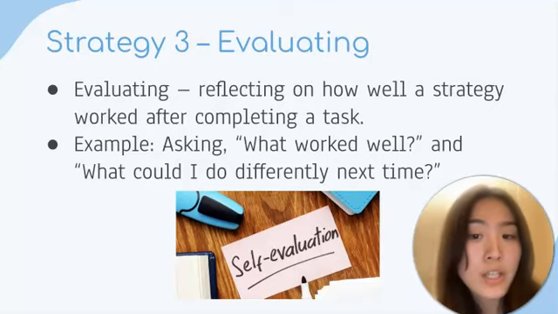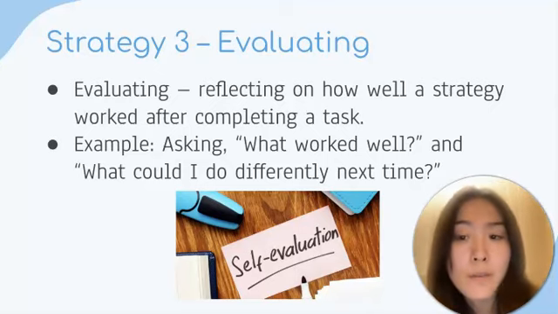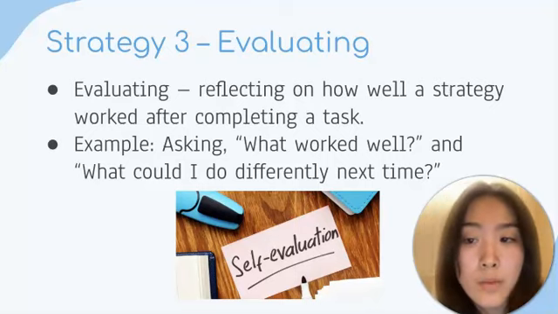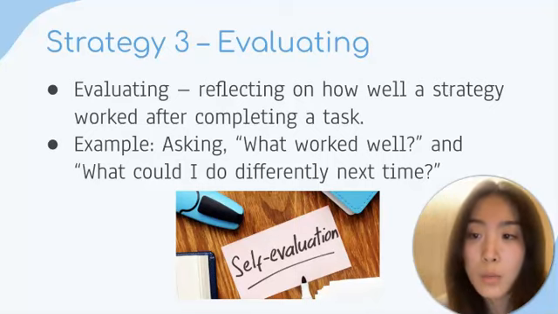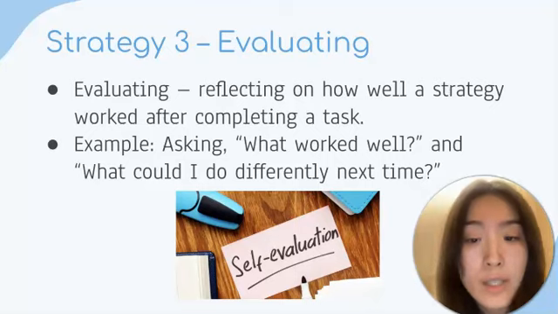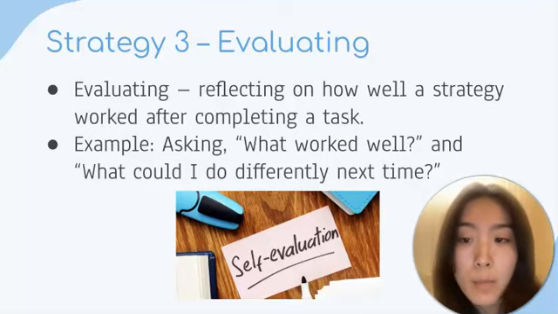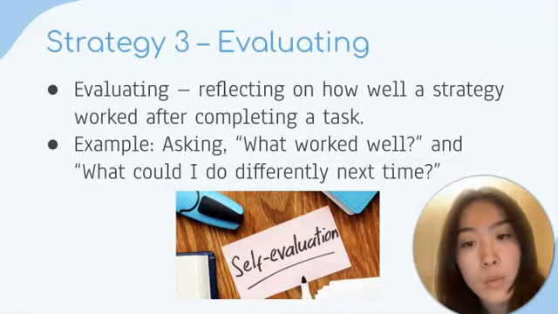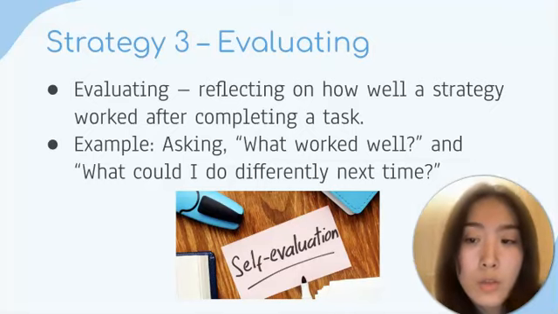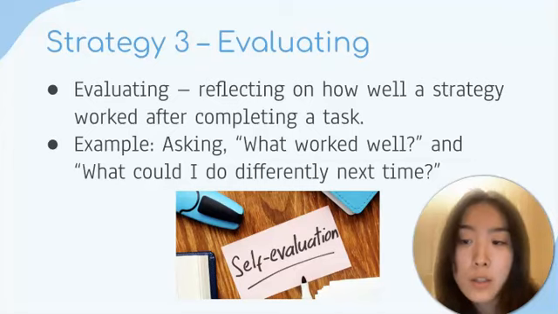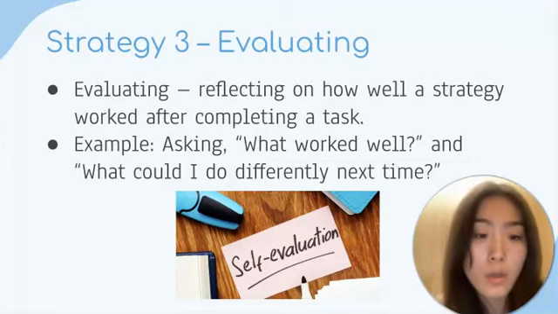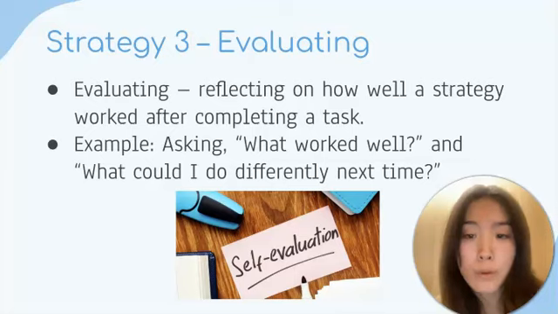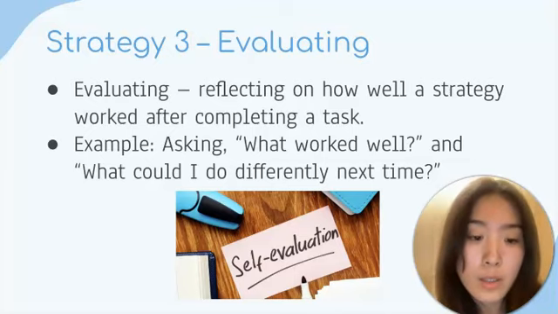And the last strategy is evaluating. So after finishing a task, students can reflect on what went well and what could be improved next time. For example, they might ask themselves, did this approach help me, or what could I do differently? So this reflection strengthens their learning by reinforcing successful strategies and refining less effective ones.